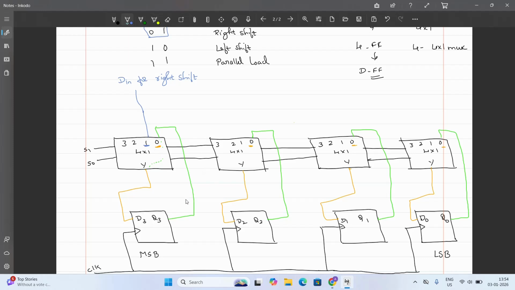And for shifting, what should you do? The output Q3 should go as input to the next flip-flop. Similarly, output Q2 goes as input to the next flip-flop. And the last one, Q1 goes as input to the next flip-flop. This is shorted here.